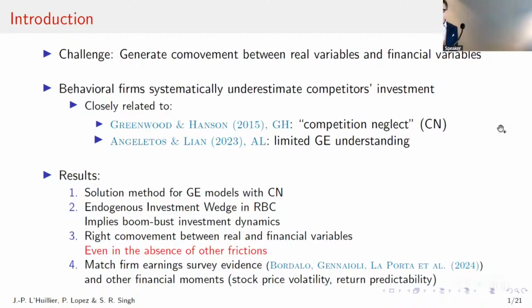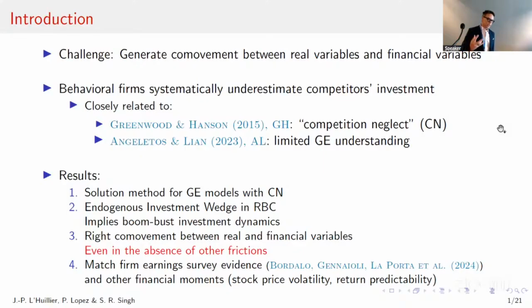There is the well-known handbook chapter by Angeletos and Lian that discusses several theories of what could give rise to this type of limited general equilibrium understanding by agents. In their paper, they discuss, for example, level K and lack of common knowledge. In the paper that we're going to present today, we're actually not going to have anything interesting to say about what exactly is giving rise to this type of behavior.